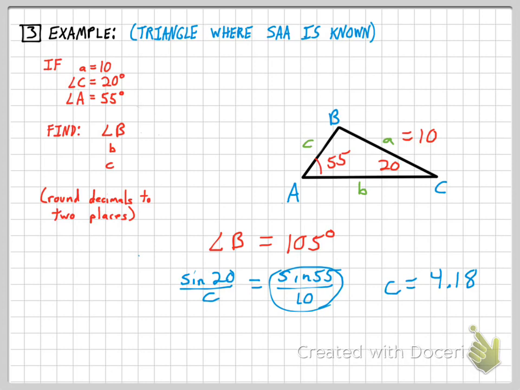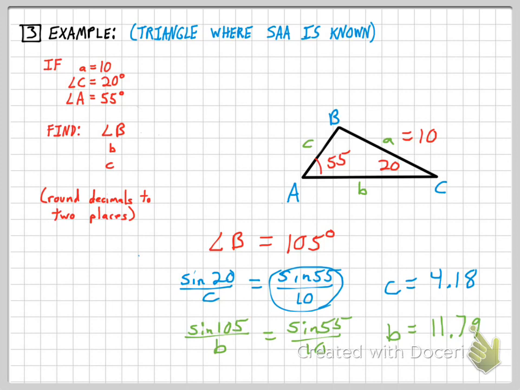And then finally, the last missing piece here is side B. So I'm going to look at angle B, which I just found above, and say that the sine of 105 over the side across from it, which is B, is going to once again be this ratio that I know, sine 55 over 10. And B in this problem turns out to be 11.79. Make sure you are able to get that on your calculator.